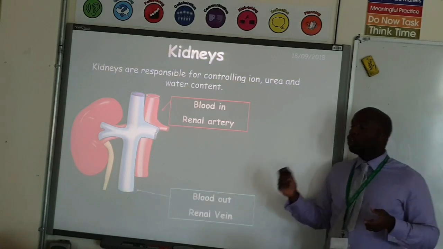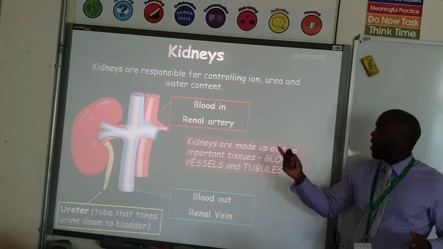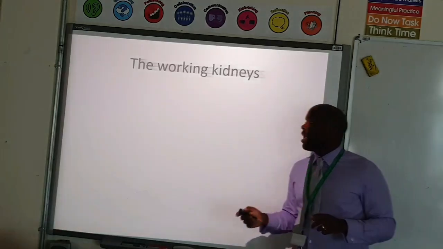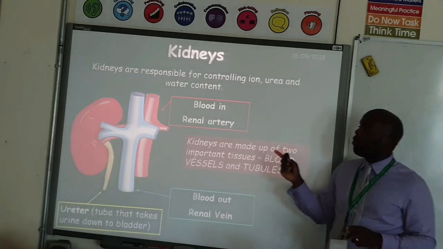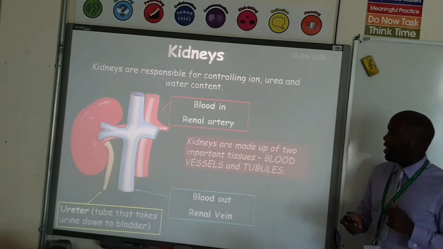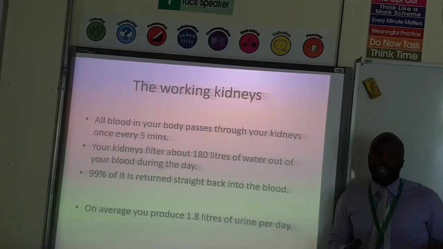Now, just to make it clear, this is what we looked at before. We had the renal arteries taking blood to the kidneys, and we had the renal veins taking the filtered blood away from the kidneys. So let's look at the working kidneys.